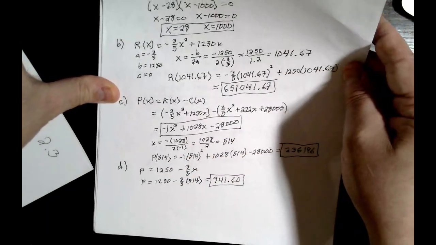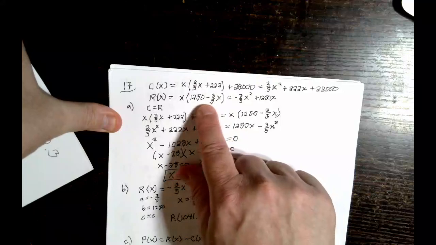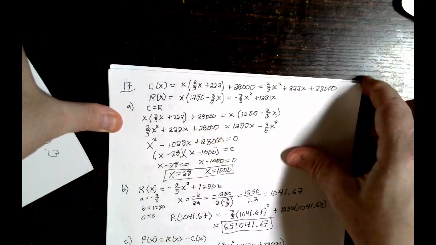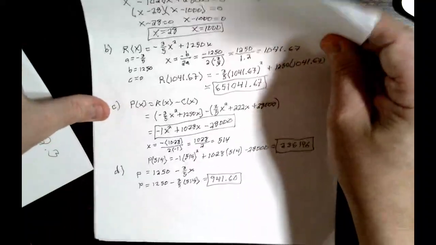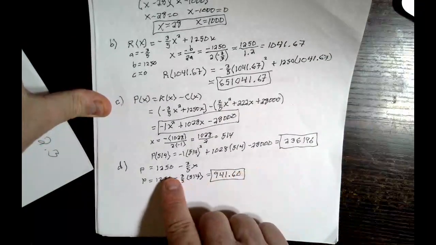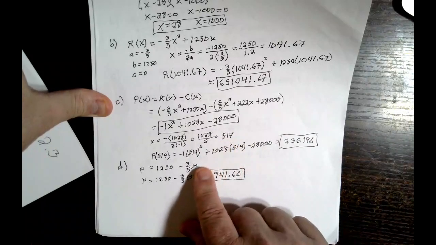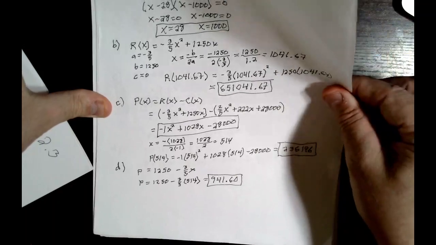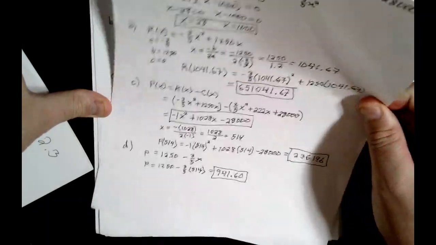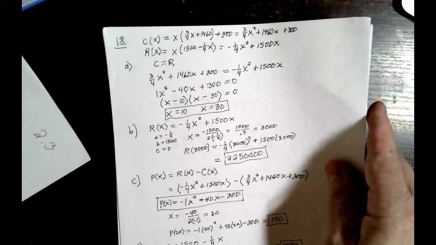Well, remember the price was given way back here. Here's your price, just this guy in the parentheses: 1250 minus 2/3, 3/5 x. Well, we know what number of x needs to be to maximize profit, so you use 514 there, and you get 491.6. Okay, and then 18.